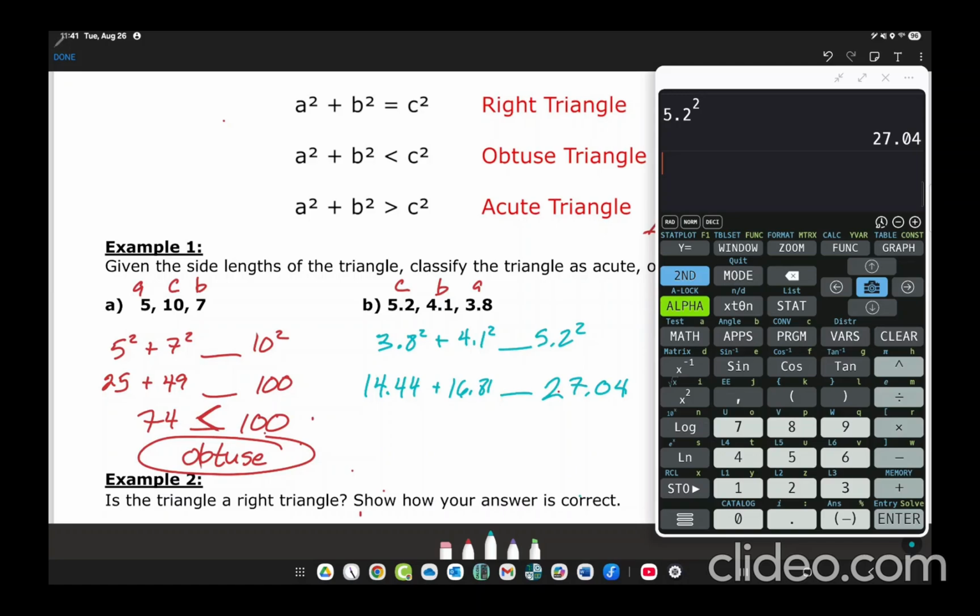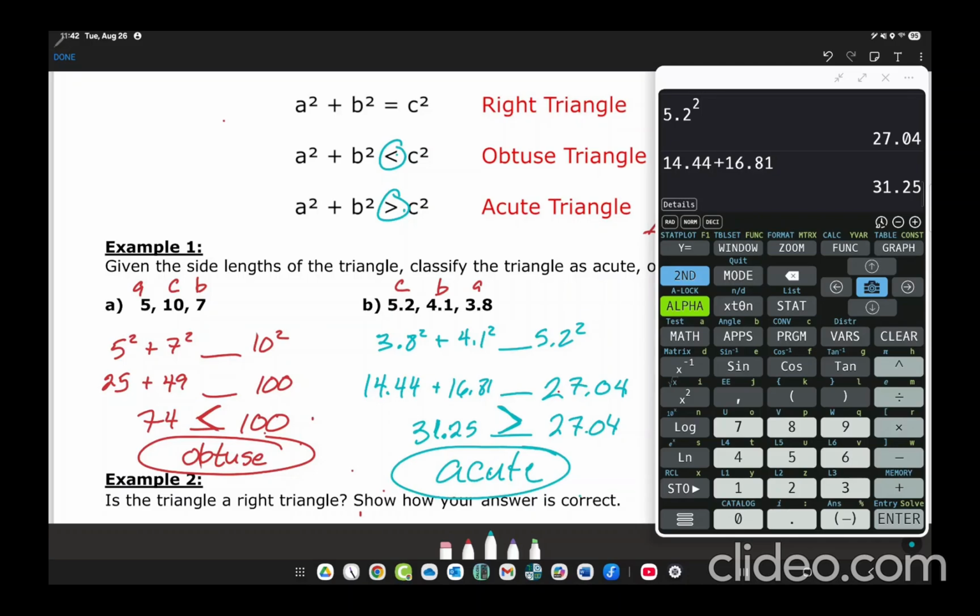Now, if you need to add those together, go ahead and add those together. If you already know what the answer is, you can go ahead and say the answer is. I'm going to add them together to make sure we know: 14.44 plus 16.81 is 31.25. Is that bigger than, less than, or equal to 27.04? That is greater than. So since my c squared is less than the other two sides squared, this is acute. Again, you just look for that symbol here.